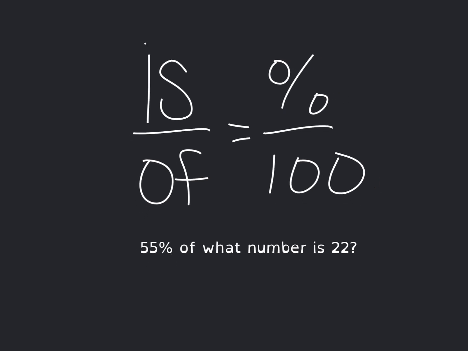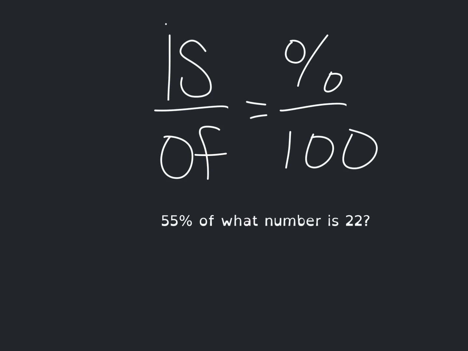And the reason why is because when you are working with percent problems, basically what you are trying to do is either determine what is the part or what is the total or what's the percent. So this is your percent right here. Percent is always out of 100. So in this example, 55% of what number is 22? I'm going to take you through the steps that you should follow in order to solve this problem.